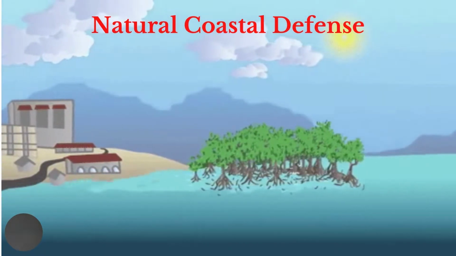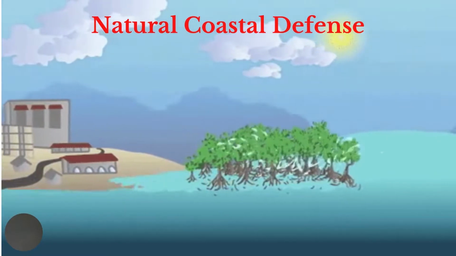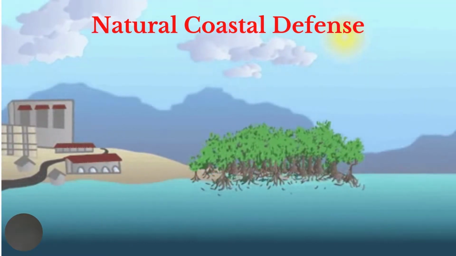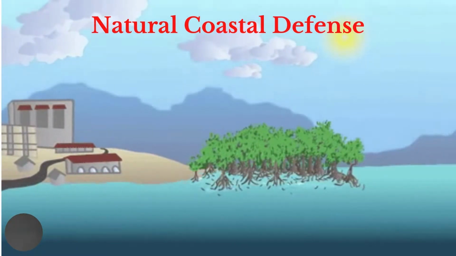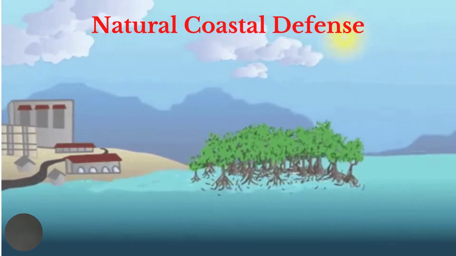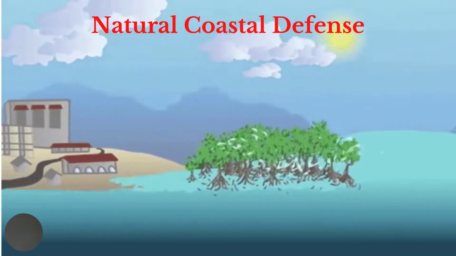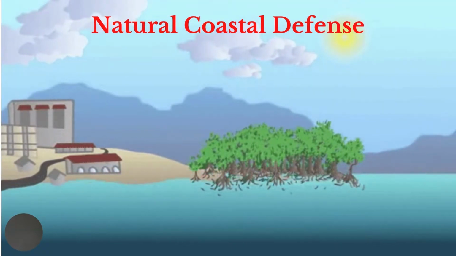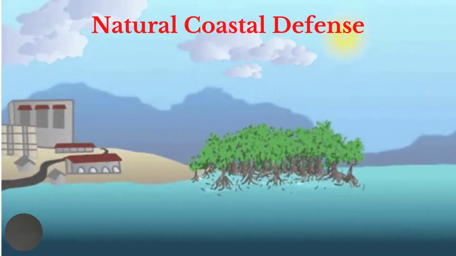Mangroves are the first line of defense for coastal areas. They stabilize shorelines by slowing down marine erosion and providing natural barriers which protect coastal communities from increased storms and hurricanes.